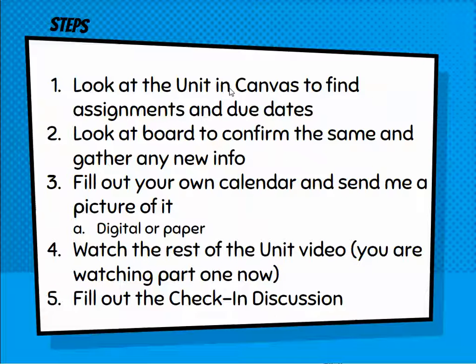First of all, you look at the unit in Canvas, look at all the assignments, and I want you to write all the due dates down. Look at the board to confirm the same information, since there might be slightly different information on the board with your dates on there. So get a calendar and send it to me. You can do a digital one or a paper one, but you're going to write down all the due dates on a calendar so you know when things are due. Hopefully you're doing this for all your classes.